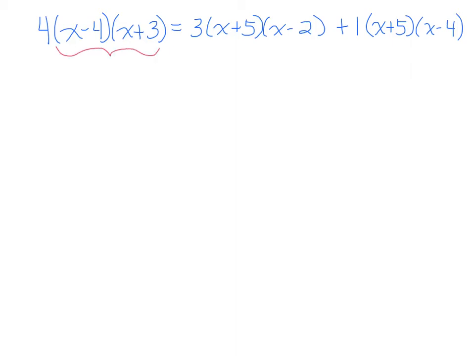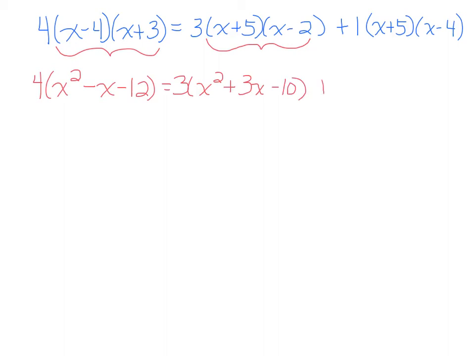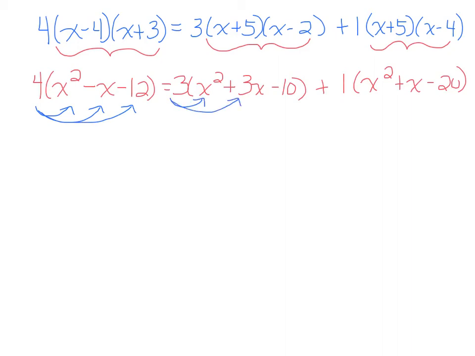FOILing x minus 4, x plus 3, we find x squared minus x minus 12. Foiling these two, we find x squared plus 3x minus 10. Foiling these two, we find x squared plus x minus 20. Now let's distribute the coefficients of 4, 3, and 1. Of course, 1 does not change anything.